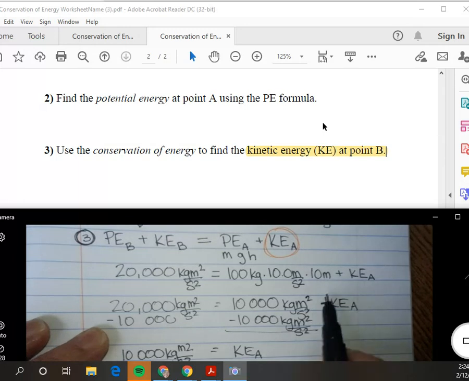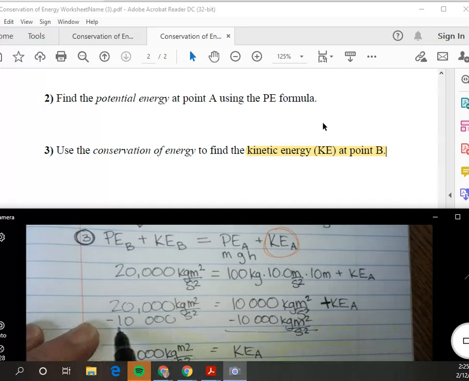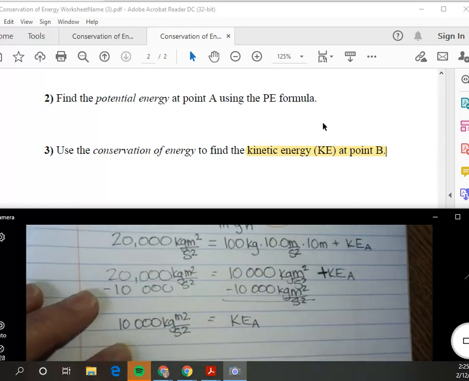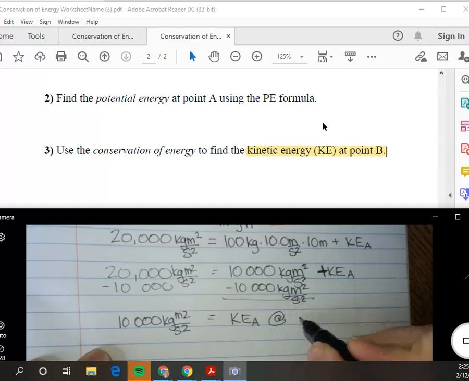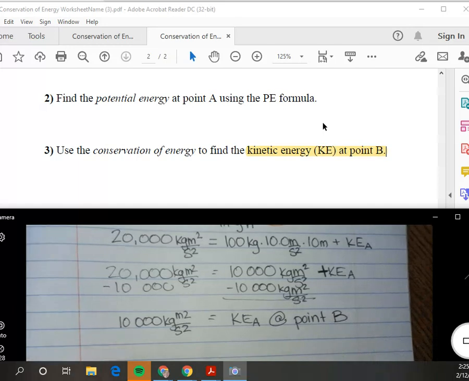And that's what we have. We don't know this variable, so we're going to subtract it so that 0 plus this is just it by itself. And then we subtract on this. We have to do the same thing on both sides. And then we get that. So this is our kinetic energy at point B. So we'll label it and make it clear.